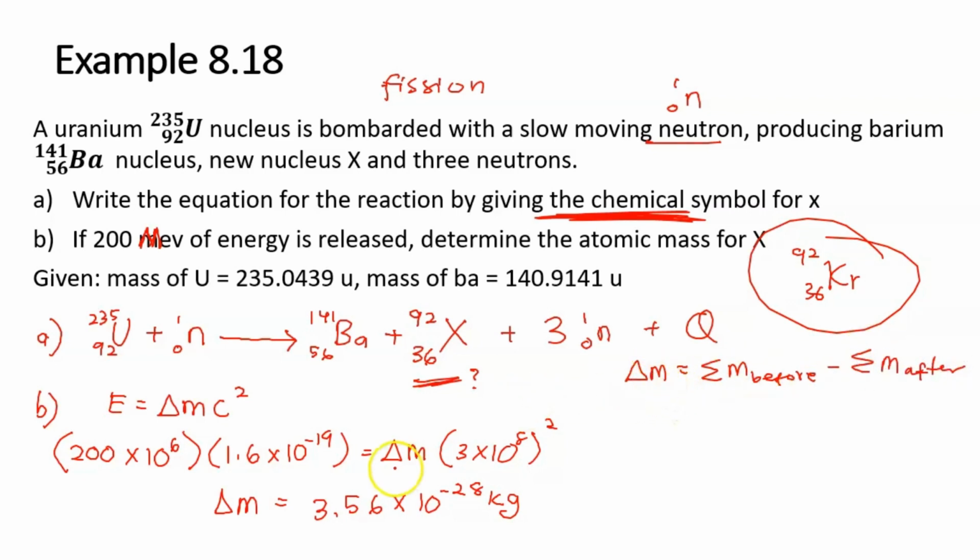Okay, so we already got delta M from the question, but the masses given in the question are in unit U. So you need to convert kilogram to U first. What we do is divide by 1.66 exponent negative 27. Then you will get delta M 0.2142 U. Okay, what do we do here? We will put this delta M value into the equation, mass before minus mass after.